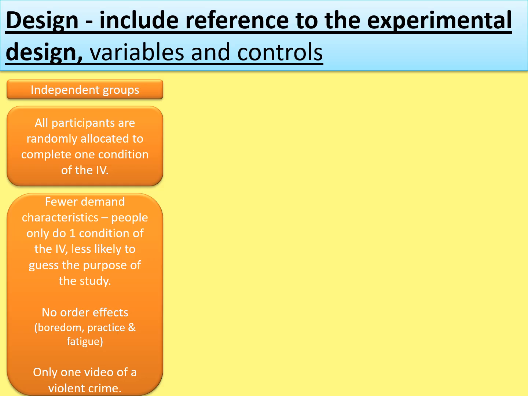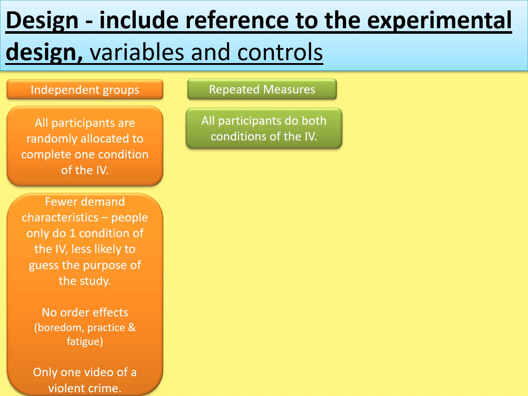The other benefit in this case of independent groups is that you only need to have one video of a violent crime. Now that's really good because it means both conditions of the IV can watch the same video. So that's really good for control because they're only doing one condition of it. So everyone has exactly the same video that they're going to watch. So you might have chosen that one, or you may choose repeated measures design, which is fine.